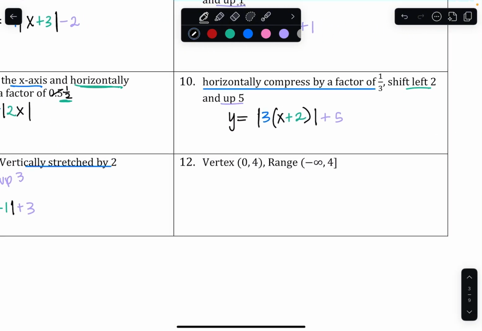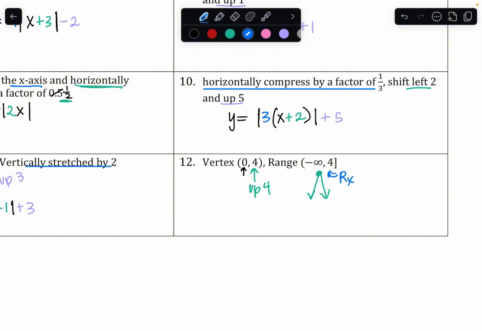Okay, next, vertex is (0, 4). That means we did not move left or right, but we did move up 4. And then it says our range is negative infinity to 4. So that means that 4 is our maximum. That means it's upside down. So that means we had a reflection across the x-axis. And so when I'm writing my equation, I have a negative outside the bars. And then the only other transformation was up 4. So plus 4 outside the bars.